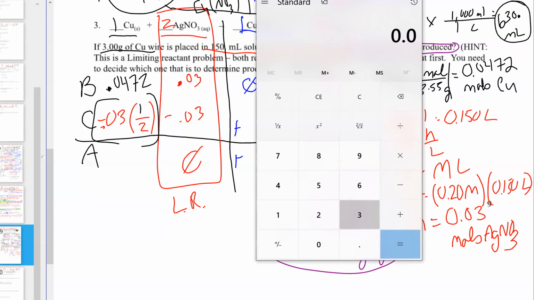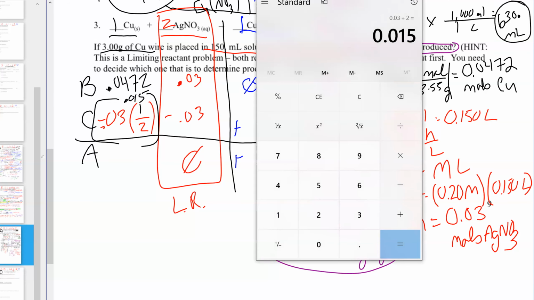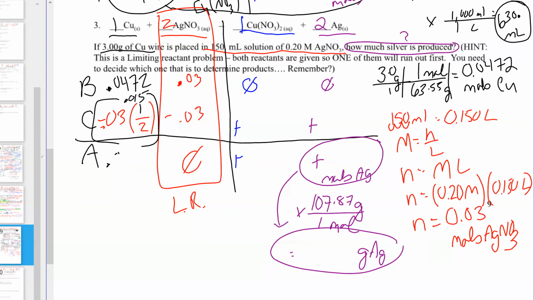Okay, so 0.03 divided by 2, 0.015. So this number right here is actually 0.015. Let's do some fast math here. Can we subtract those numbers? You betcha. So 0.0472 minus 0.015. How much is left over? 0.0322. And that's going to be excess. Remember, if that number had been negative, we would have chosen the wrong limiting reactant, to go back and redo it. Okay, so this means we've chosen correctly.